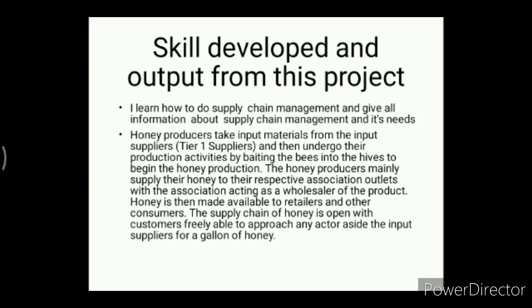Honey producers take input materials from the input suppliers and then undergo their production activities by putting the bees into the hives to begin honey production. The honey producers mainly supply their honey to their respective association outlets, with the association acting as wholesalers of the product. Honey is then made available to retailers and other consumers. The supply chain of honey is open, with customers freely able to approach any actor aside from the input suppliers for a gallon of honey.